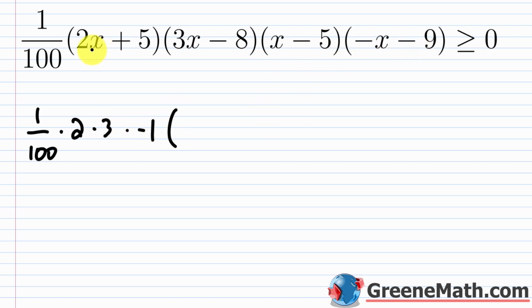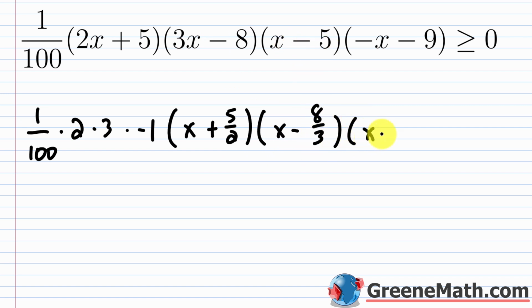Inside, again, you're just going to make everything in the form of x minus k, so you can divide everything here by 2. So 2x divided by 2 is x, and then plus 5 divided by 2 is 5/2. Now you could write that as x minus a negative 5/2 if you want. I'm just going to leave it like that. Here you divide everything by 3. So this would be x minus 8/3. Here you just leave it. So this is x minus 5. Here everything's going to get divided by negative 1. So this is x plus 9. Again, if you want, you could write that as x minus a negative 9.